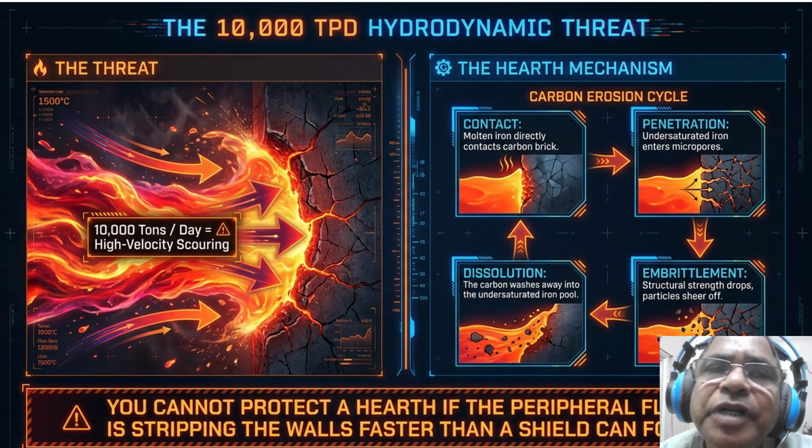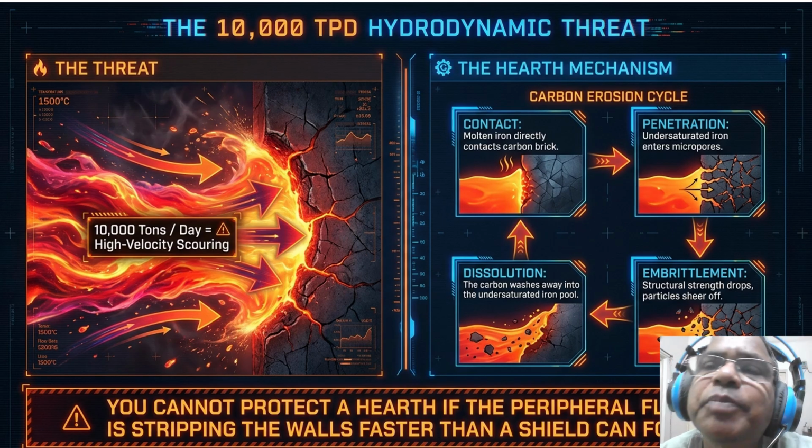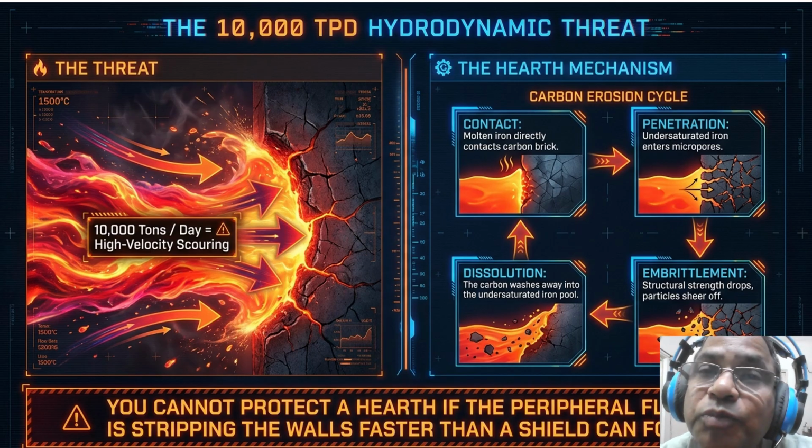Now follow the carbon erosion cycle flowchart. It begins with contact, where the molten iron hits the brick, and then moves to penetration, where the unsaturated iron enters the micropores. This leads to embrittlement, shown by the cracking red brick, where structural strength drops and particles shear off. Finally we reach dissolution, where the carbon simply washes away into the iron pool.